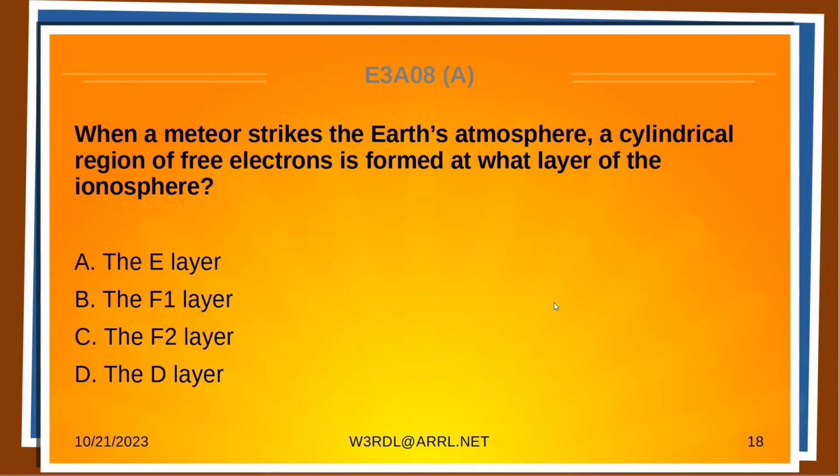So when a meteor strikes the Earth's atmosphere, a cylindrical region of free electrons is formed at what layer of the ionosphere? Somewhere in the E layer. E layer. Meteor scatter is E. Way up there. D is just absorption. D doesn't do anything good, as far as I know. Absorbs. Well, that's not good. It could be. Depends on what you want to do with it. Well, okay.